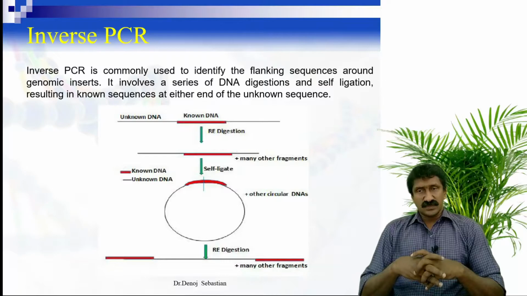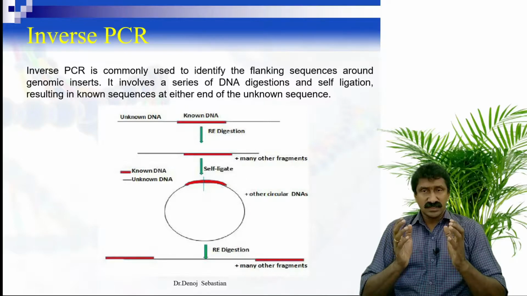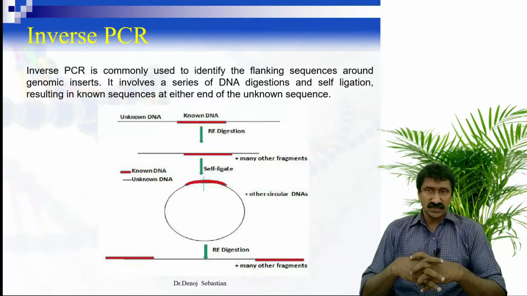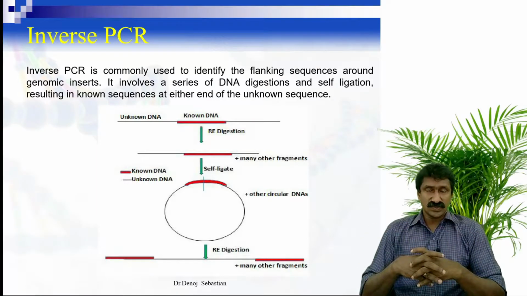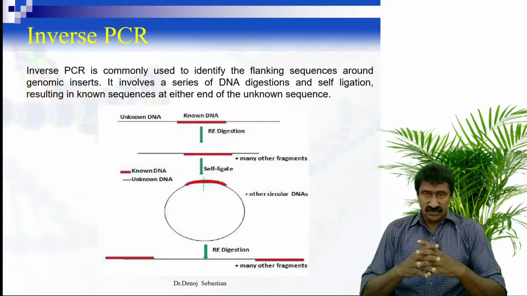The first one is the inverse PCR, and the inverse PCR is a commonly used technique, commonly used to identify the flanking sequences around a genomic insert. It involves a series of DNA digestion and self-ligation, resulting in known sequences at either end of the unknown sequence. So our main target is to amplify an unknown DNA sequence.